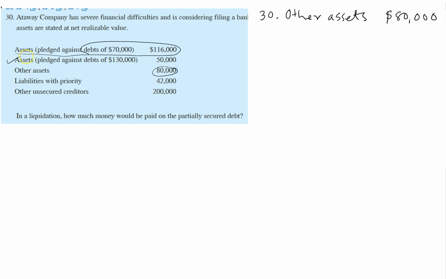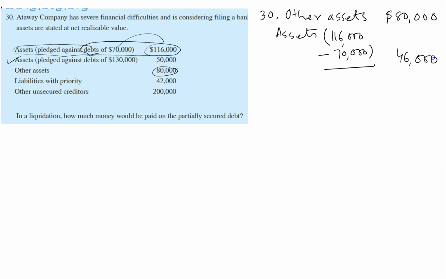Then we have another group of assets, $160,000, but out of this 160,000, 70,000 will be used to secure this debt. So we take the rest of the portion, 160,000 minus 70,000, and you will have $46,000. These two items we call free assets. So the total amount of free assets here is 80,000 plus 46,000, which is 126,000.